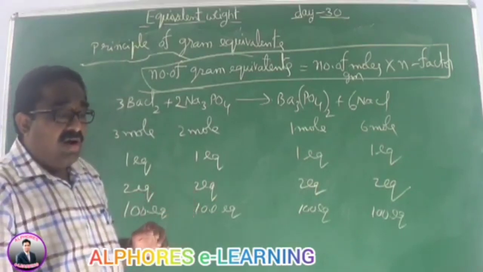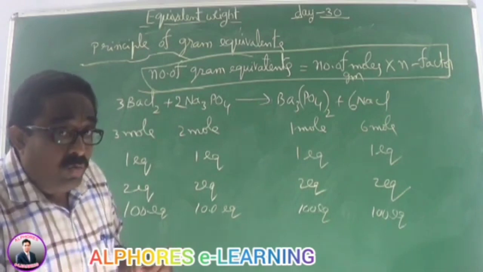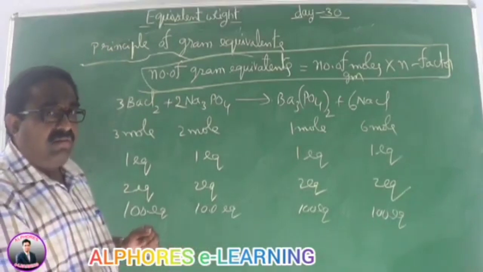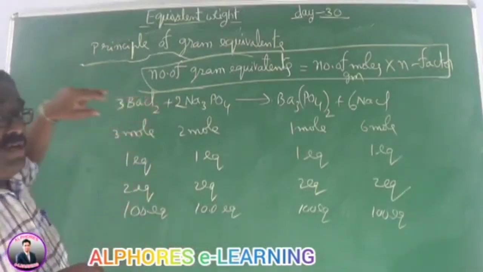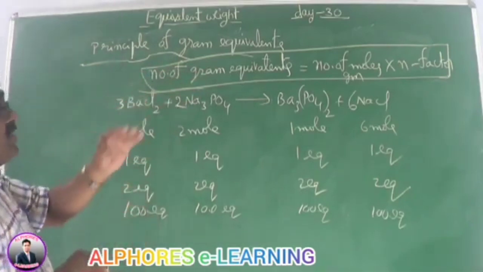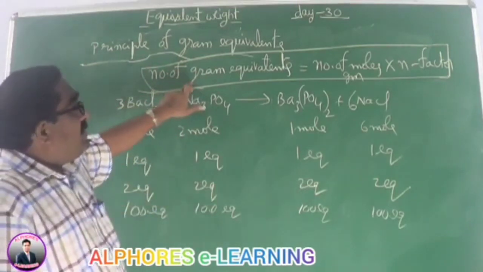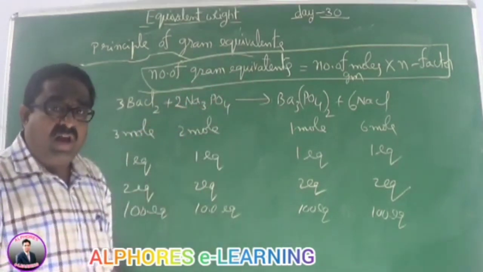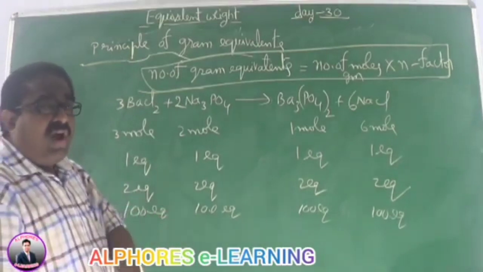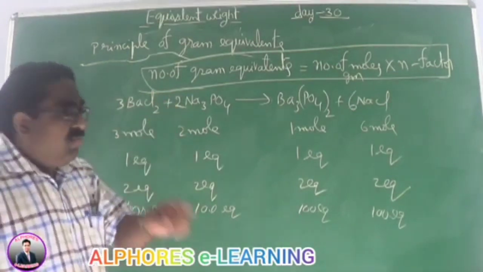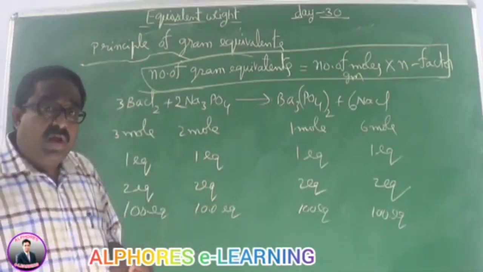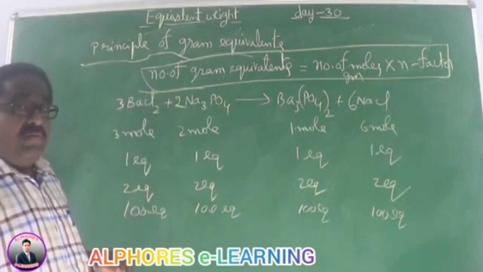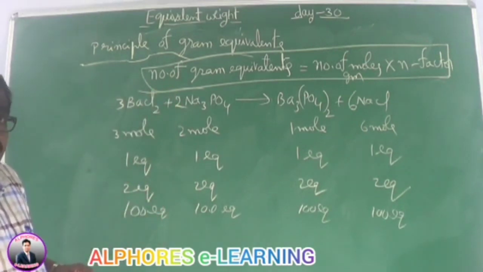Now I will go for that set of equations to estimate n factor and then to estimate equivalent weights of such type of substances by using this particular principle, that is principle of gram equivalence. By using this technique, number of equivalents is equal to number of moles into n factor. If you know the moles, if you multiply that with n factor, you will get equivalents. If you know the equivalents, if you divide with n factor, you will get moles. By using that relation, now let me go for the next type of approach based on the calculation of equivalent weights.